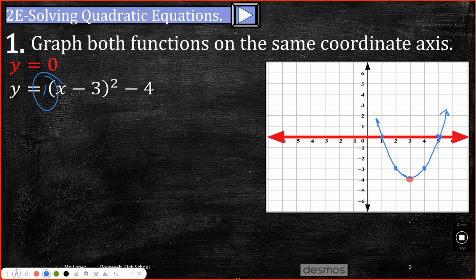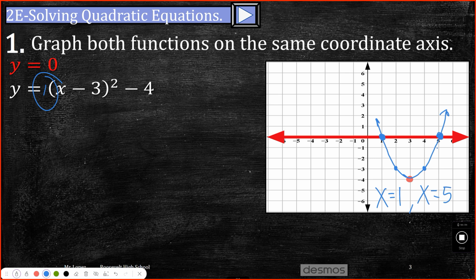And basically what it means when it says to solve a quadratic is to find where they cross the x-axis, here and here. So x equals what? X equals 1, and the other one is going to be x equals 5.